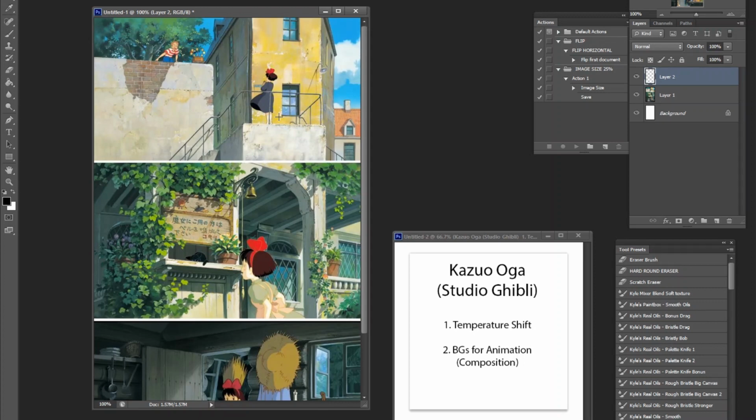Now, when it comes to backgrounds for animation, you have to consider the character movements. And when you have characters that will automatically stand out, then Oga is able to do these super realistic backgrounds because it will always contrast with the characters. And this might not be the case in other works as well.